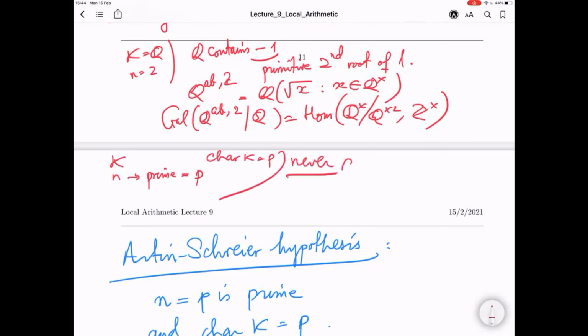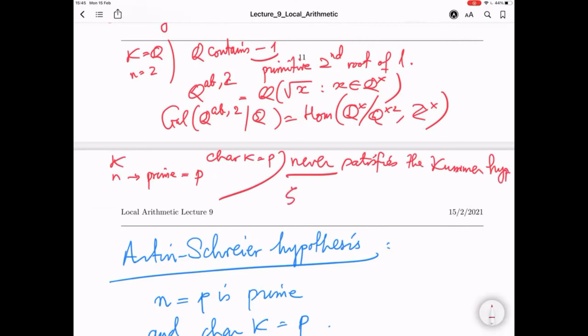This can never satisfy the Kummer hypothesis. Why not? Because a field of characteristic p can never contain a primitive pth root of unity, right?